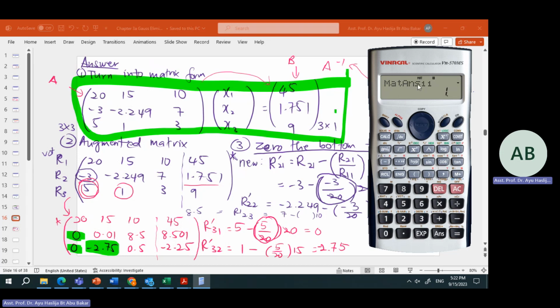So you will get MatAns 1,1, meaning row 1, column 1, x1. Then press here to check the following: 2,1 and 3,1. Press here to check x2 and x3. All you get is 1. x1, x2, x3 equal to 1. Correct. So your calculation just now is correct. Validated.